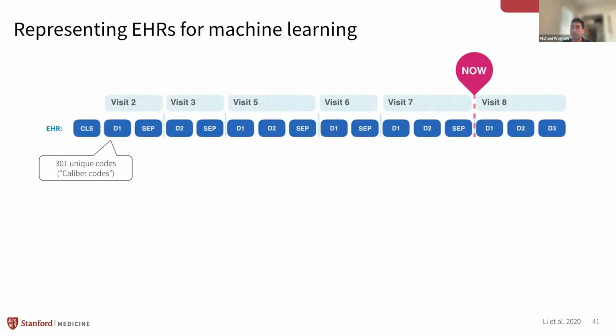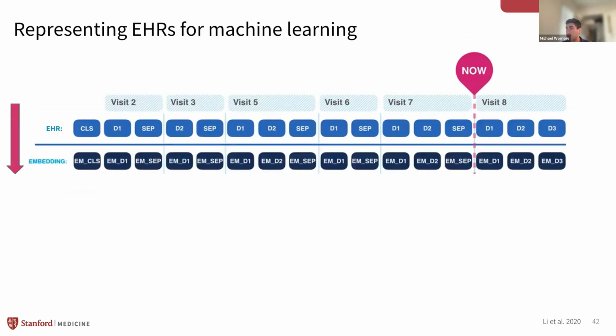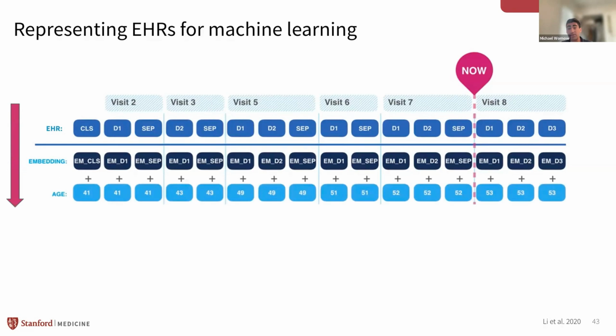And we're going to separate visits with a separator token, the SEP. We're going to first embed each code with some unique embedding associated with the code. And then we're going to try to account for some of the nuances of EHRs. One way to do this is with what I'd call EHR-aware positional embeddings. So we might layer on the age of the patient. Hopefully this will take into account the temporal aspect of the EHR.